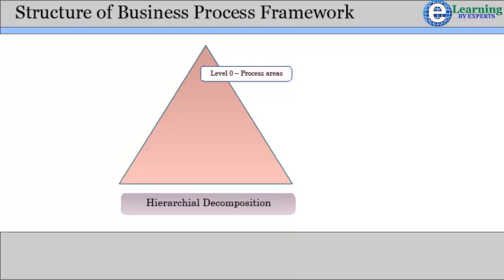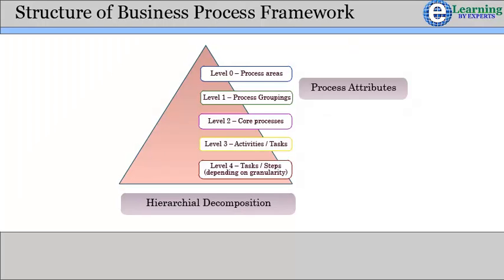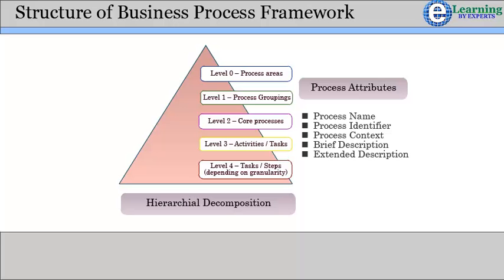Level 0 represents process areas. Level 1 represents process groupings. Level 2 represents core processes. Level 3 represents activities or tasks. Level 4 represents tasks or steps, depending on granularity. Each process has following attributes: process name, process identifier, process context, brief description, extended description.